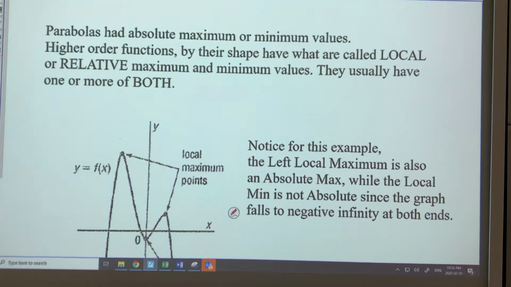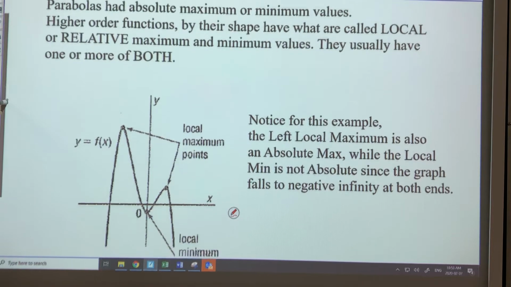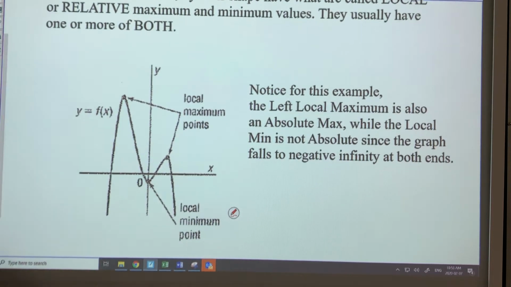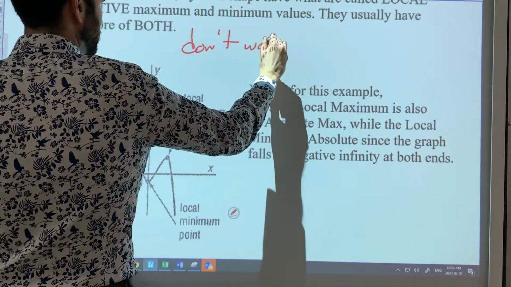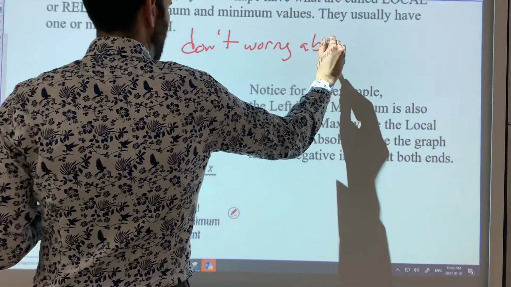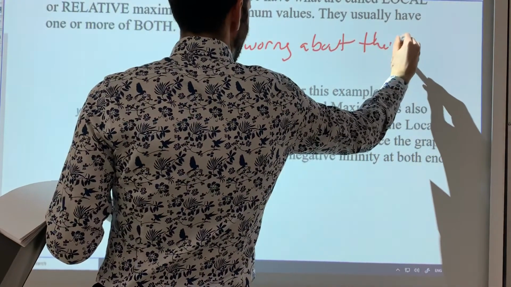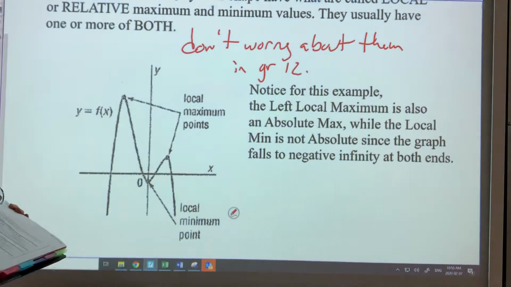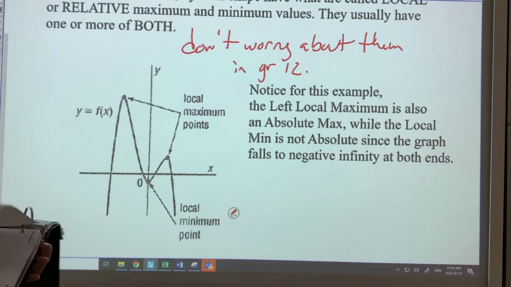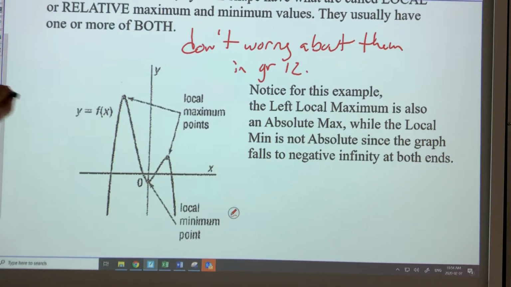All right, this is just a quick blurb on local max and mins. And again, we talked about this yesterday, so I'm going kind of fast. We don't graph them, so we don't worry about them in grade 12, okay? Take calculus if you're really excited about local max and mins, okay? But we just realize, yeah, they're there.